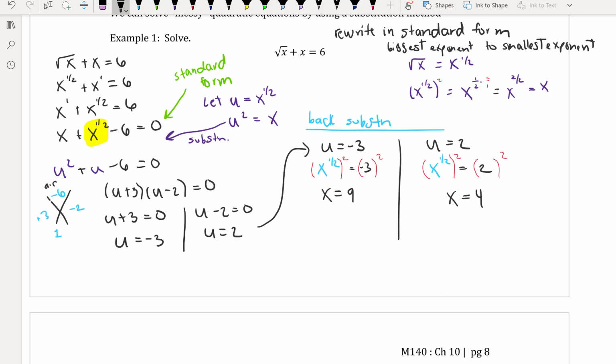And before I actually box them, I really have to check the solution in the original equation.